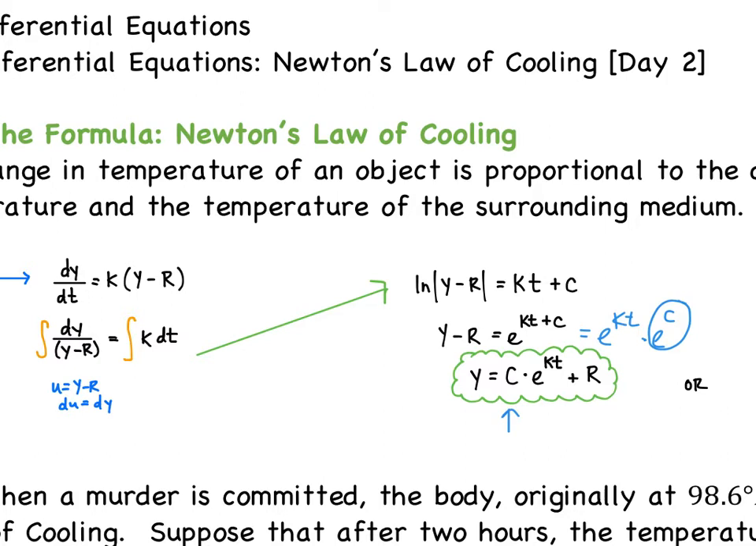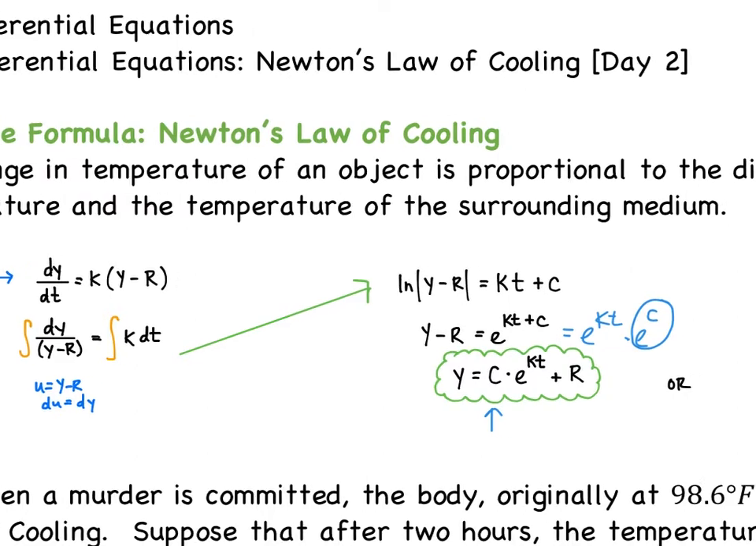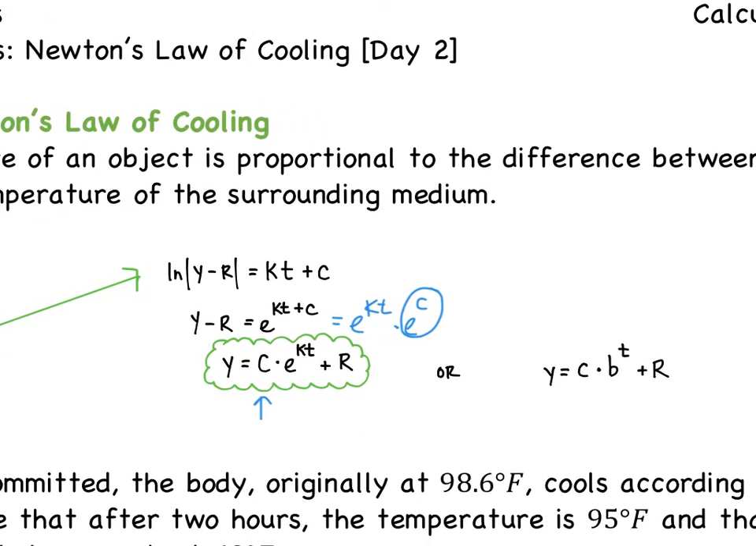So in the grand scheme of things, what we have is y is equal to c times e to the kt, and then we just have to add r to the other side. We could go ahead and rewrite it as y equals c times b to the t plus r, where we are letting e to the k be equal to b. And that's how we're going to do it in the next example that we go through. All right, so let's look at this example.